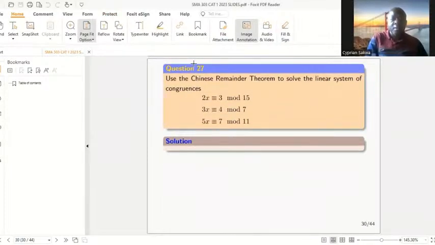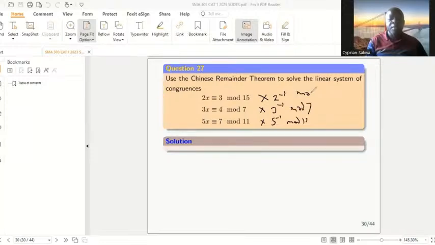This one is slightly different. I just draw this line directly from the working out, because I need to have them in the form x, x, x on the left side. That means I must multiply the whole of this by the inverse of 2, this by the inverse of 3, and this by the inverse of 5. This is mod 11, this is mod 7.